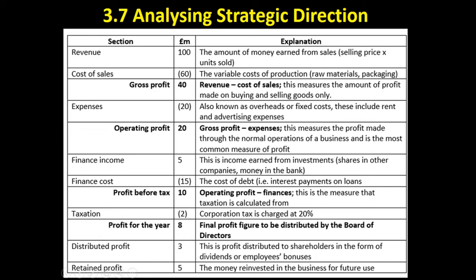Well, the final bit of the profit and loss account is up to the board of directors what is to be done with that. I mean, there might be pressure from shareholders, etc., but it's essentially up to the board of directors to decide what to do with that profit. And in this case, they've decided to distribute 3 million to shareholders in the form of dividends, or you can even pay out some of that money as employees' bonuses in profit sharing schemes. And they have decided to retain 5 million of that. Okay, so money reinvested in the business for future use.